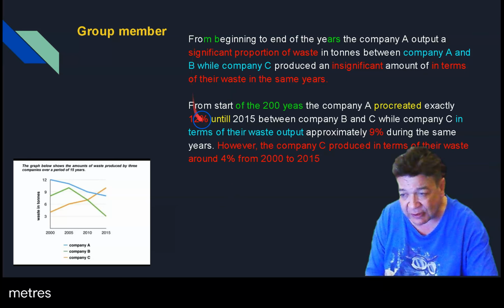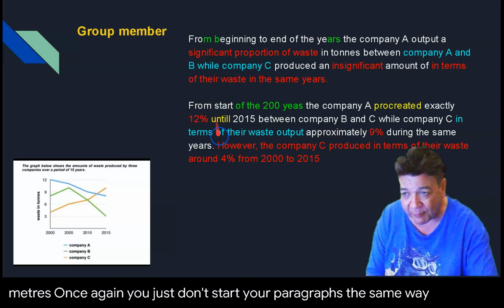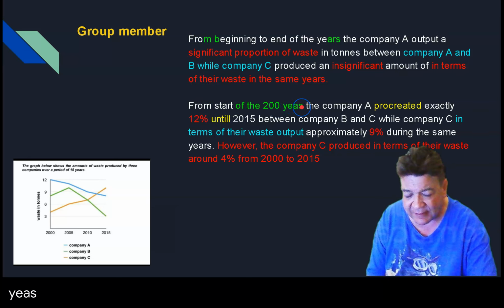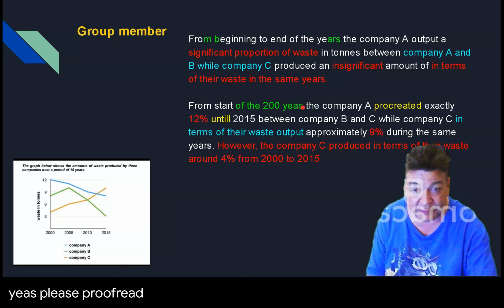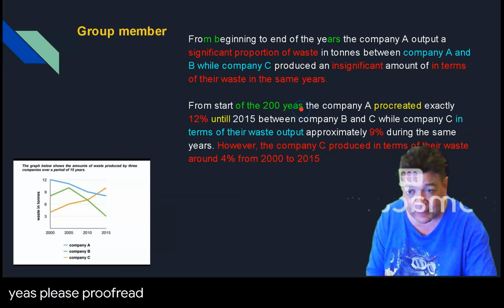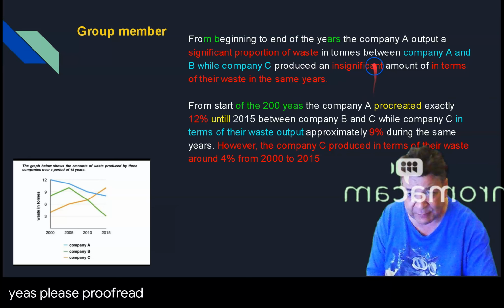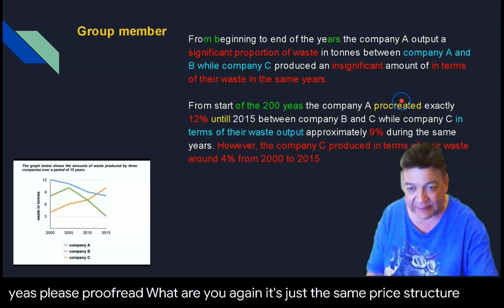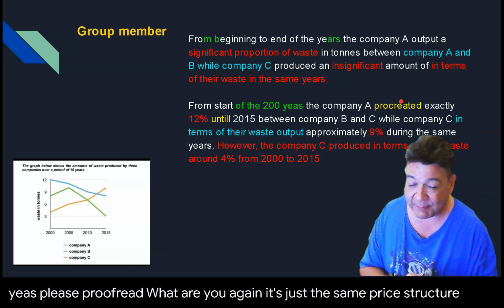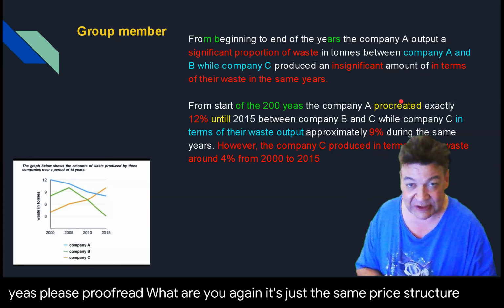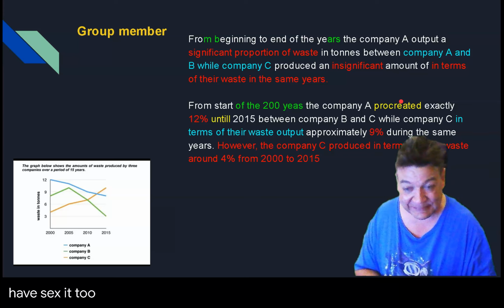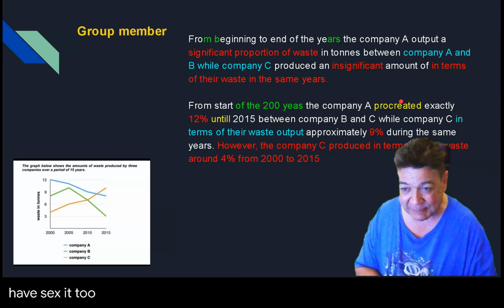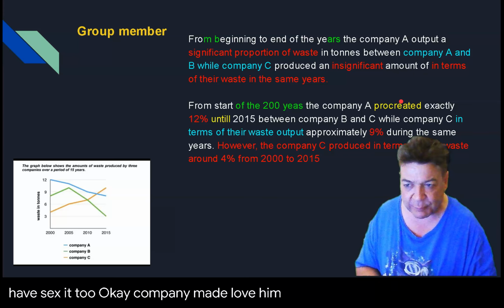Once again, we just don't start your paragraphs the same way. From start of the 200 yays. Please proofread your reports before you submit them to the group. There's the company A again. It's just the same structure. Procreated. Oh, I love that. Procreate means to have sex. Yeah, to produce children. Okay, company A made love exactly 12%.